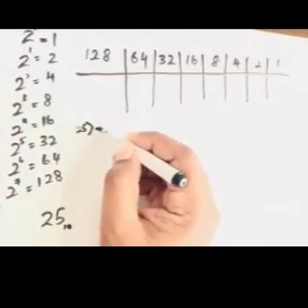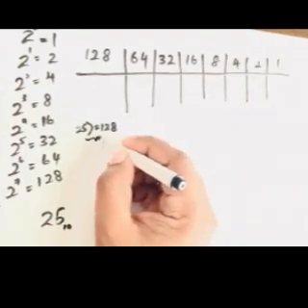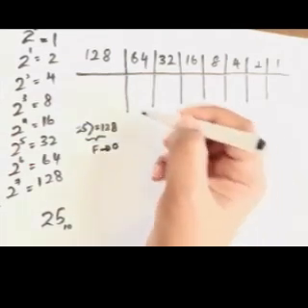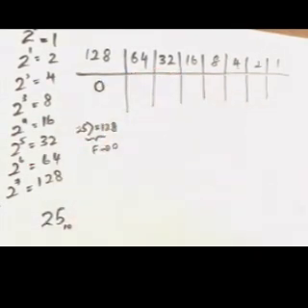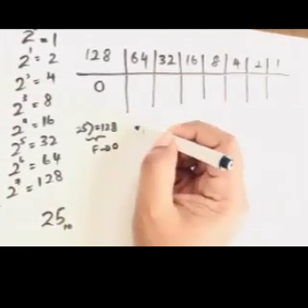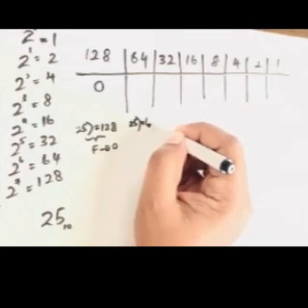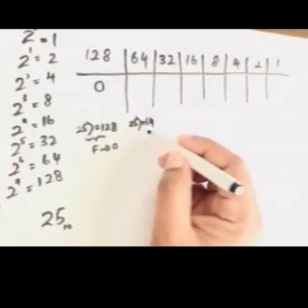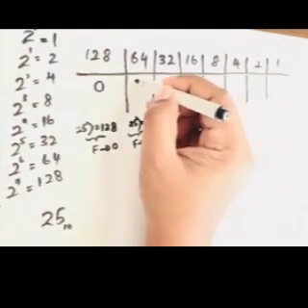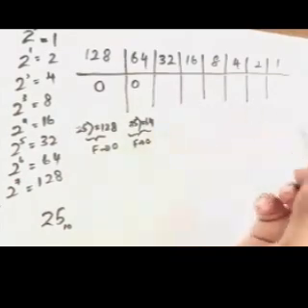The very first thing I have to check is whether 25 is greater than or equal to 128. Actually this condition is false. If the condition is false, I'm going to put 0 in this box. Now since this is false, let's go to the next one. I have to see if 25 is greater than or equal to 64. Again, this condition becomes false, so again I'm going to put a 0 here. Like that, I have to continue with the rest of the numbers.